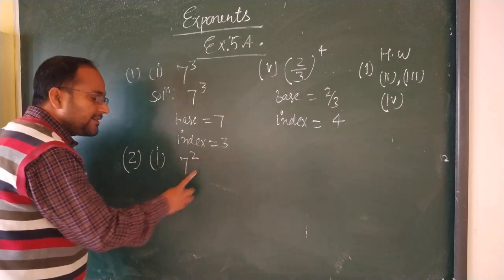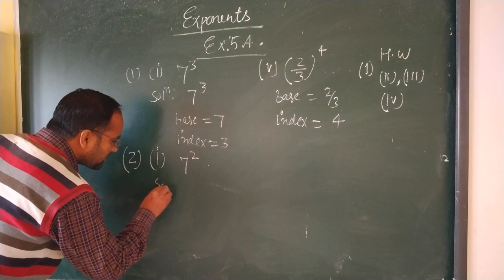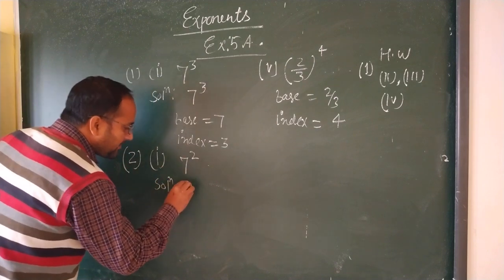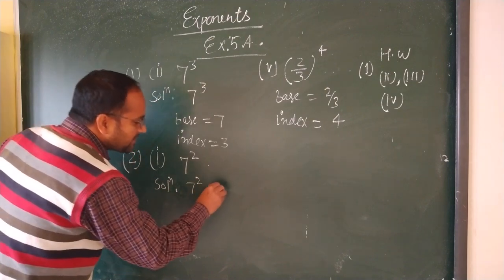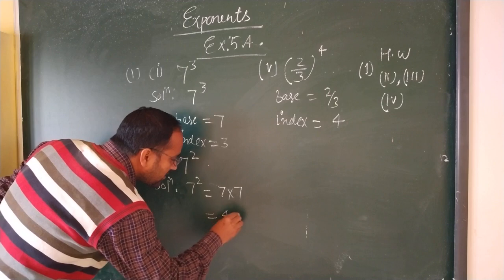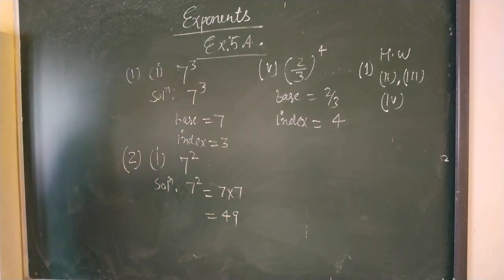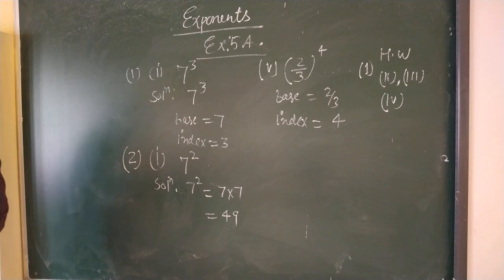It means that it is the square of 7, and you know that if you solve this one, 7 to the power 2 means that 7 is multiplied into 7. Okay. So what you will get? You will get 49. Very easy. Now, same as this, you will try this question number second, third and fourth.